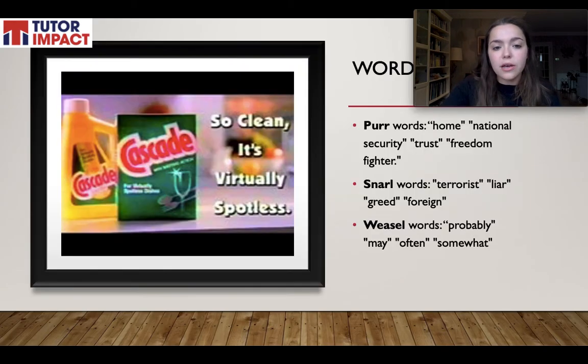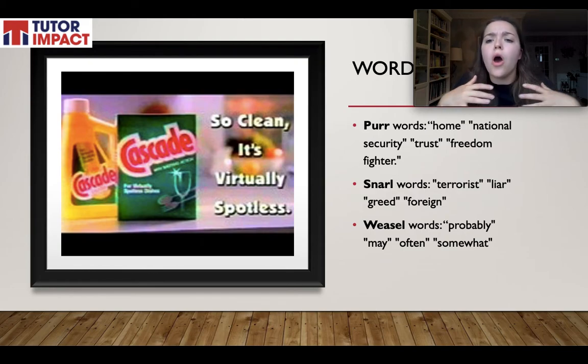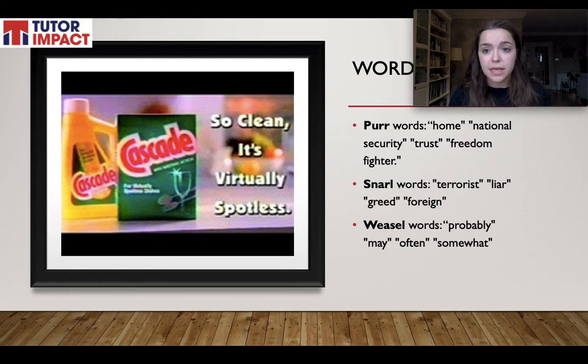The final thing we have is word types. So there are a number of different word types and word associations that advertising companies use. The first type are called purr words, and these words are ones that, like a cat, they kind of make you feel happy just to hear them. So things like home, security, trust, freedom, they're our purr words. The opposite we have are snarl words, and these give you a negative effect just on hearing them.